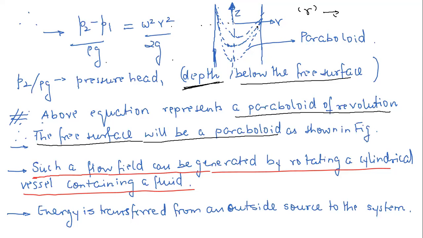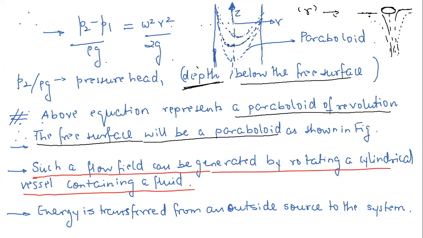If you take the shape of the free surface, in this case it will look like this. It is a paraboloid of revolution. But if you go for a free vortex flow, you observe that the equations of constant pressure are like this, and your free surface was something like this. It is almost horizontal except around the center.